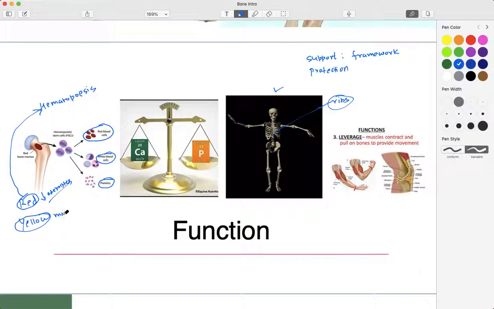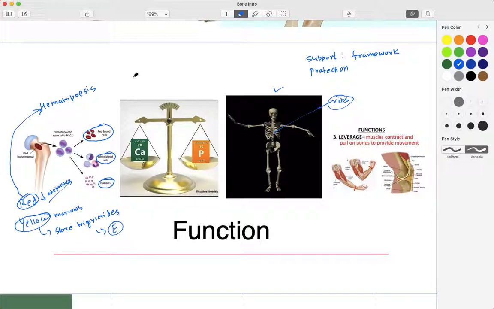Yellow marrow is also present in the bone, right? But the main function of yellow bone marrow is to store triglycerides, also known as fats, and they provide you what? Energy. And they have a high number of adipocytes. That's why they are more useful for energy production or energy storage, right?